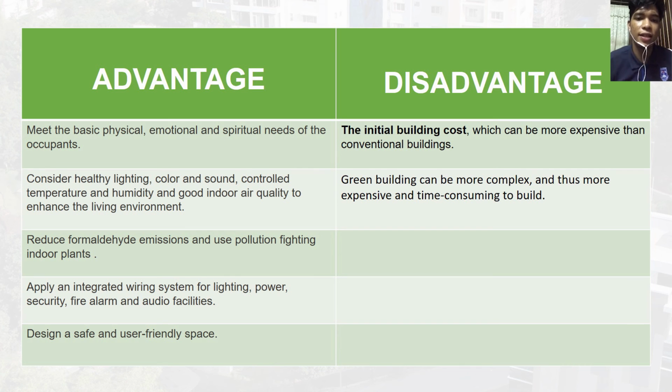This is the advantage and disadvantage of the building. The advantage is to meet the basic physical, emotional and spiritual needs of the occupants. Second one is to consider healthy lighting, colors and sound, control temperature and humidity and good indoor air quality to enhance the living environment. The third one is to reduce formaldehyde emissions and use pollution fighting indoor plants. Apply an integrated wiring system for lighting, power, security, fire alarm and audio facilities. And the last one is to design a safe and user-friendly space.